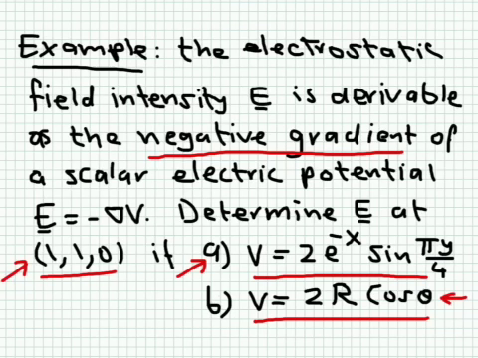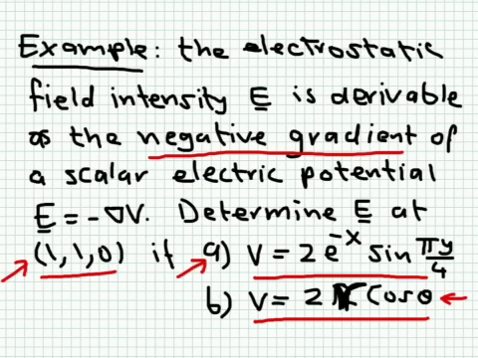The R, of course, we use R as a small letter here in this course. So r is really the distance from the origin. We don't use capital R. Some books use capital R, but here it's small r. So this is the scalar potential, 2r cosine theta, and I would like to calculate the gradient.